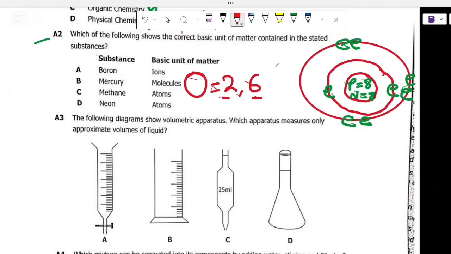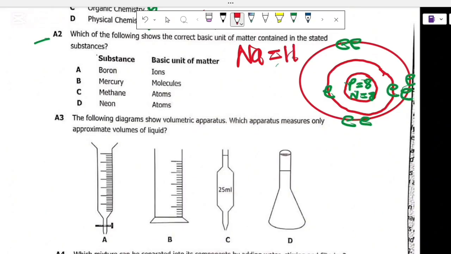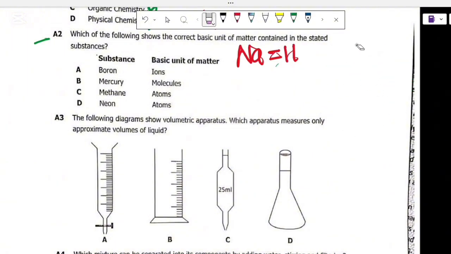If you have, let's try sodium. So let's say this is sodium. Sodium has the electron number of 11. If you check on the periodic table, it is 11. How do you draw the atomic structure? Before you draw, write the electronic configuration. So what is the electronic configuration for sodium? You have 11. How many electrons should be in the first shell?